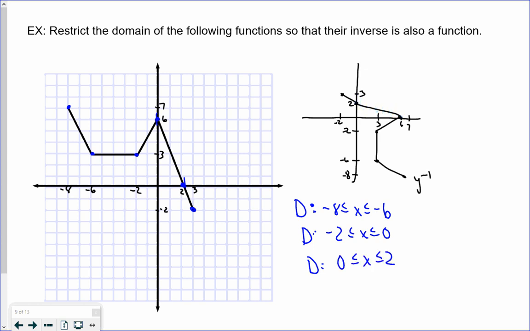Okay. Now what if I combined? Could I go from here to here? So could I go from there to there? Well, again, no, you can't, because that part there is not a function.